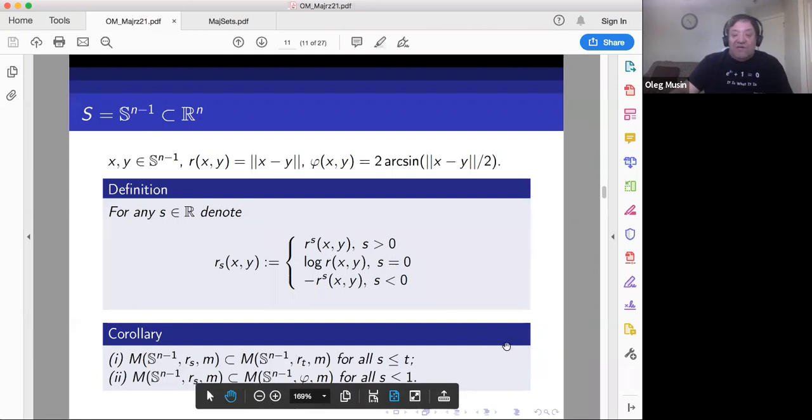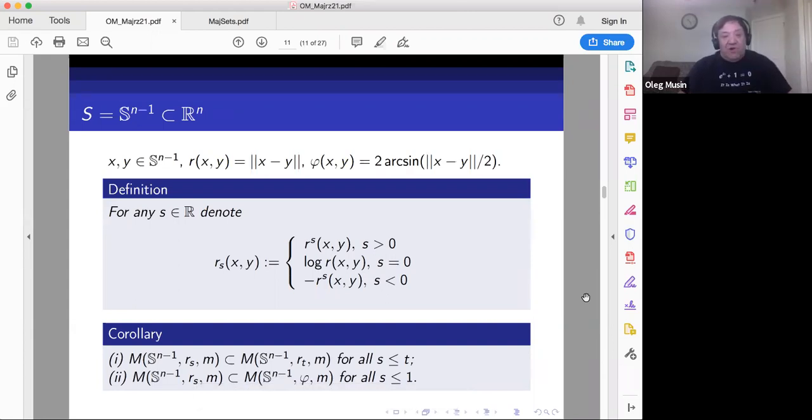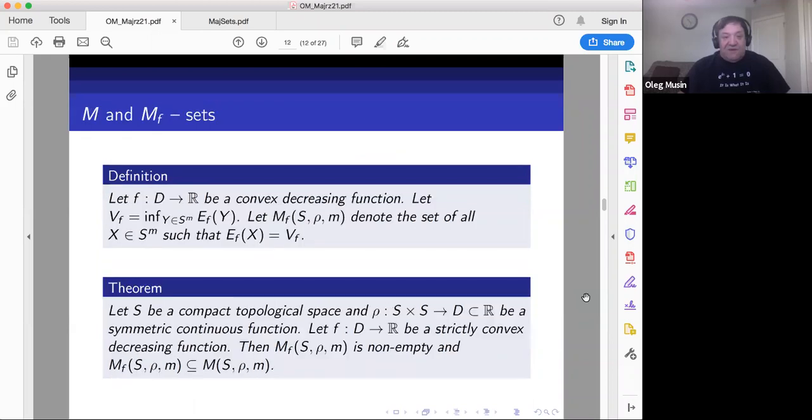And also we have a result about phi, the angular distance. For any s less or equal to 1, we have this inclusion: M sets with rho equals rho s, with s less or equal to 1, are also M sets for rho equals phi, the angular distance. Okay, so we have these different rho, and now let us consider some.